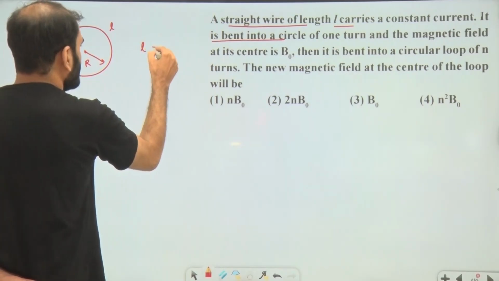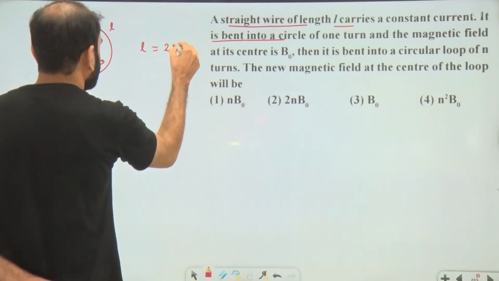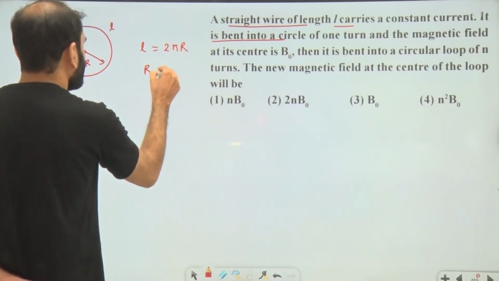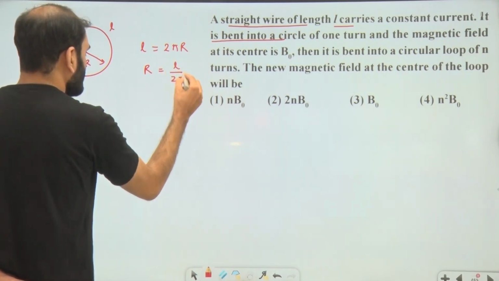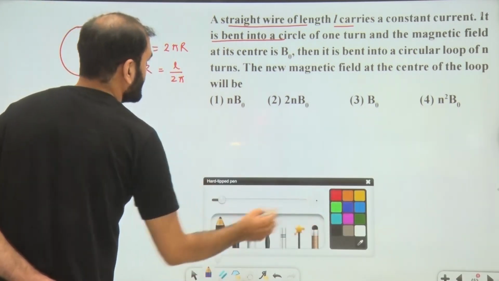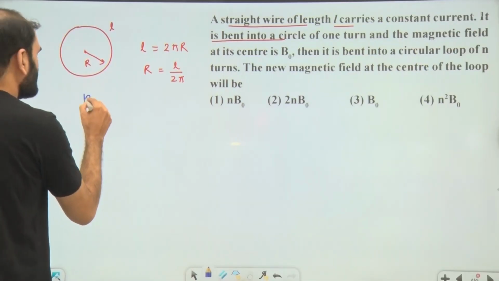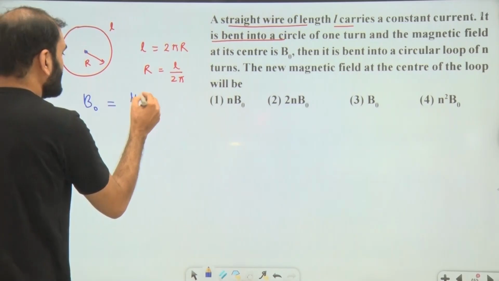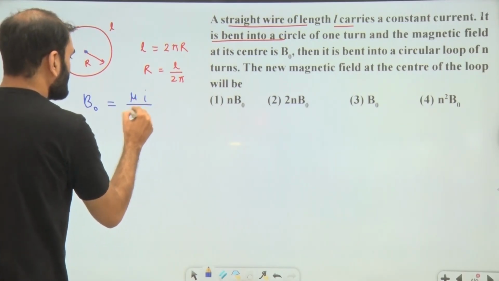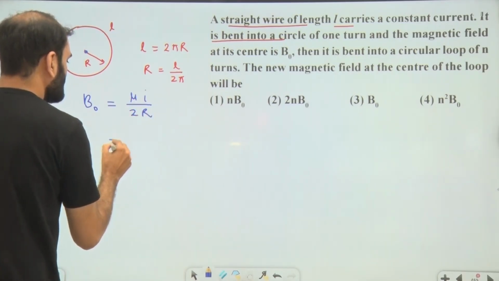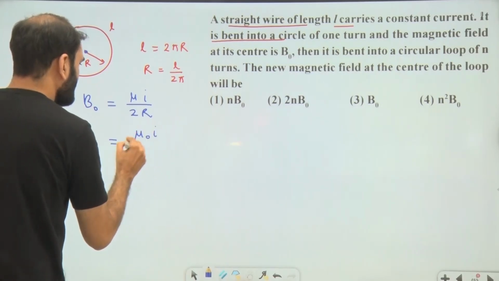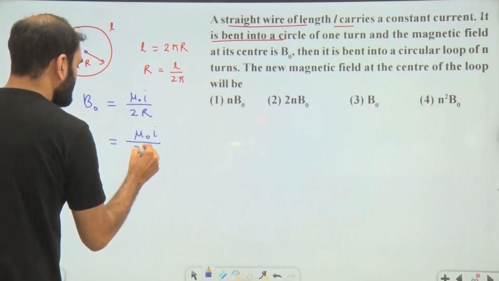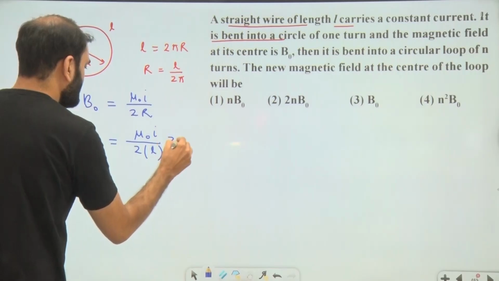So L is equal to the total length, that's equal to 2 pi r. So radius will be equal to L upon 2 pi. From here you will write the magnetic field at the center, that will be equal to B naught, and it can be written as, at the center of the coil, mu naught into I upon 2r. So just put the value of r here, mu naught into I upon L upon 2 pi, so 2 pi will be here.